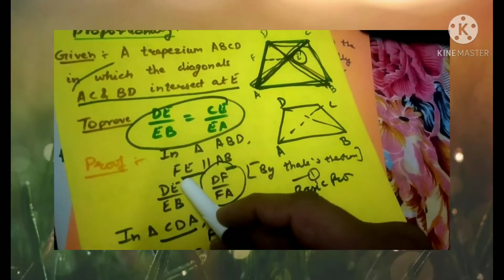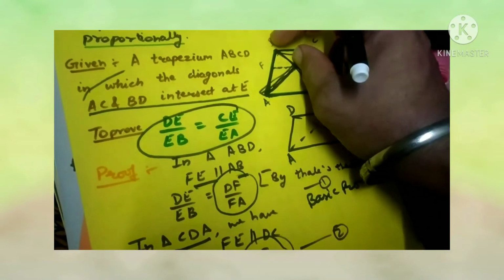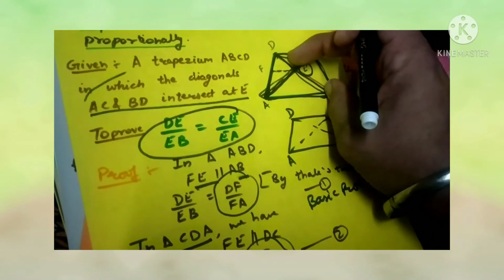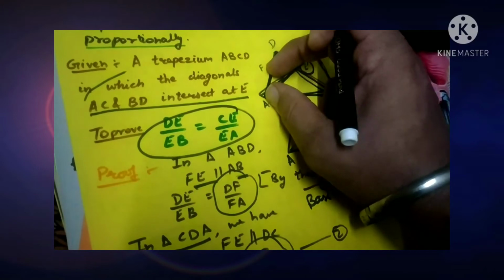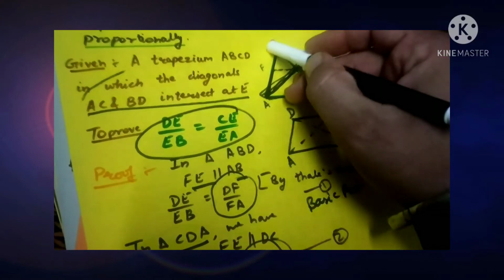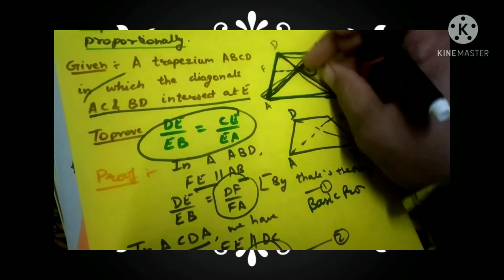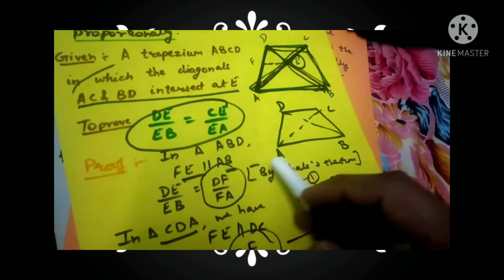So according to the Thales theorem, DE by EB is equal to DF by AF. This is the triangle ABD, so in this, this by this is equal to this by this. Okay? By Thales theorem.